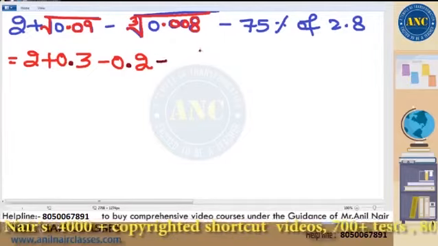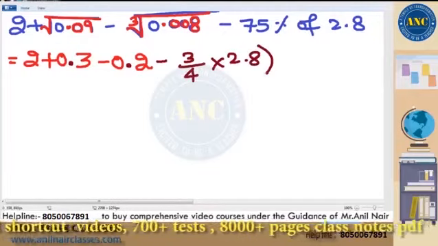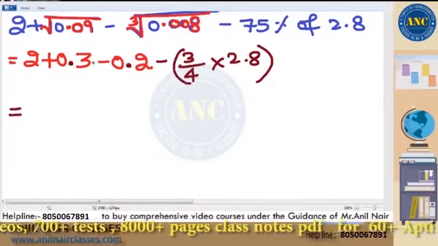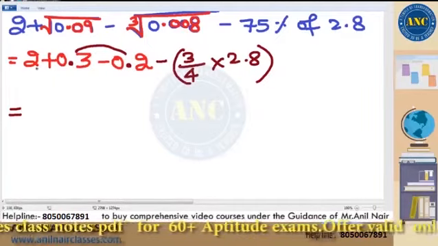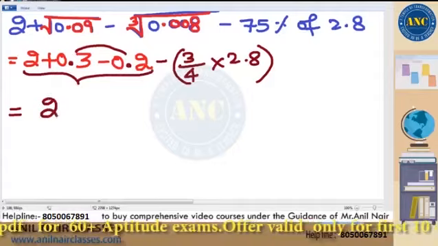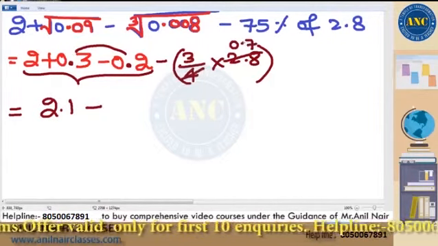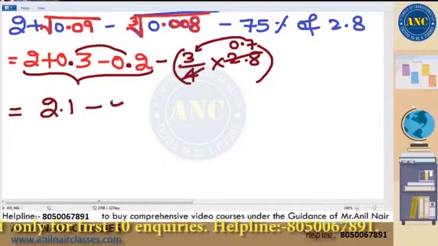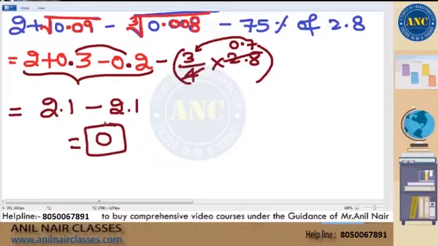Minus 75 percentage, 3 by 4th of 2.8. Very easy, sir. Where is the difficulty? 0.3 minus 0.2 is 0.1. 2 plus 0.1 is 2.1 minus 3 by 4 into 2.8, that is 0.7 into 3, which is 2.1. They both are nullified. Answer is 0. Answer for this question is 0. Very, very easy way of solving the question.